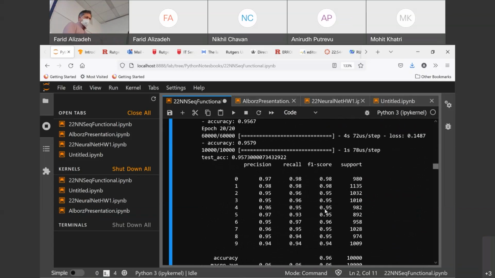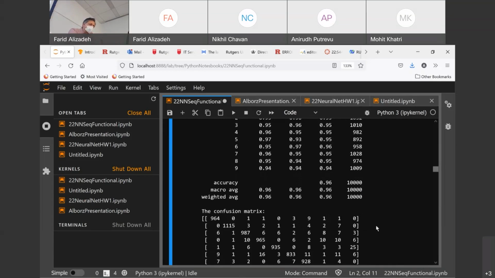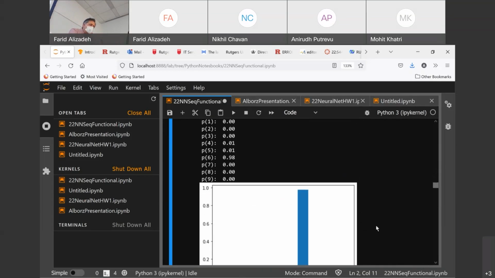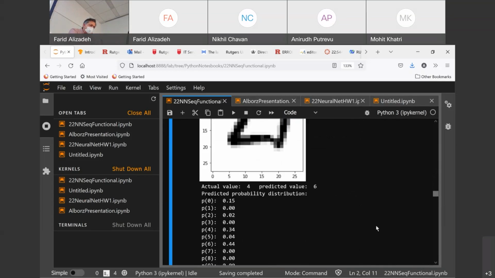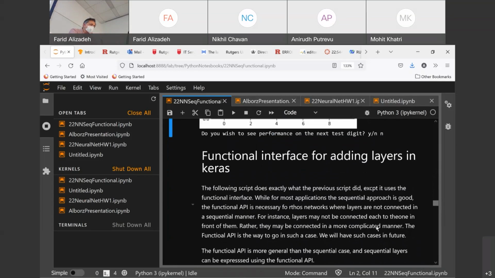Okay, so that's what we did last time, basically, for the sequential interface. Now I'm going to do exactly the same thing, but with a different one. It's called the functional interface. The functional interface is basically where you are taking a layer and applying it to another layer. That's why it's called a functional interface.